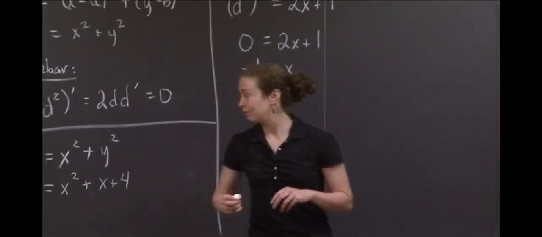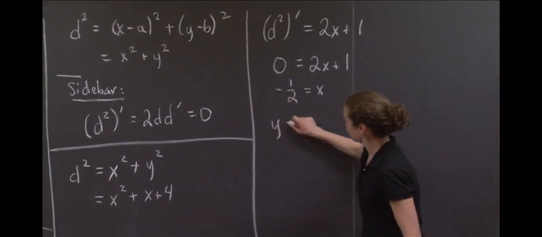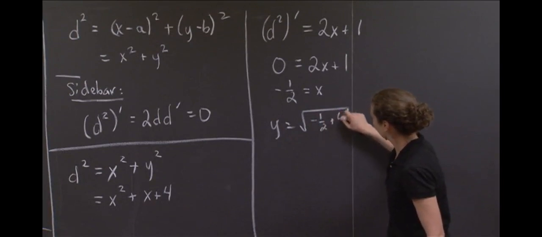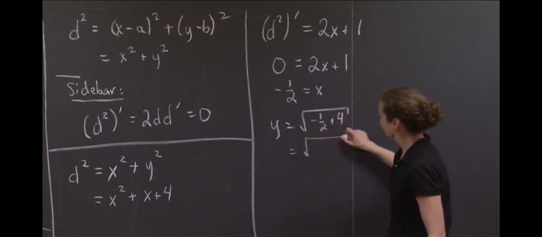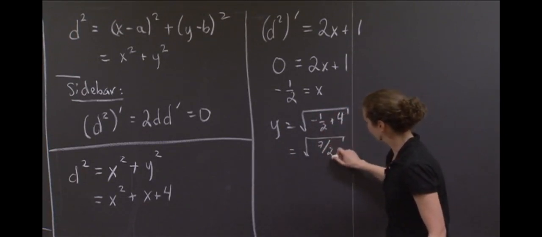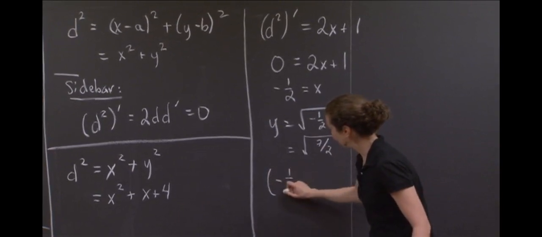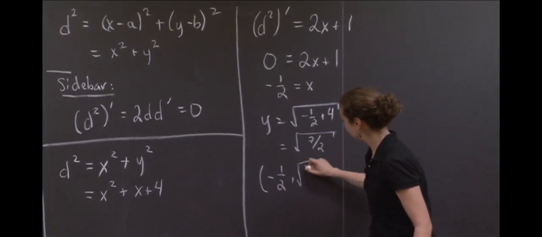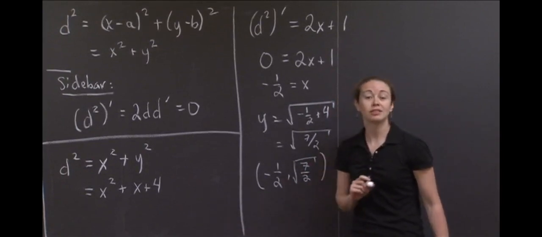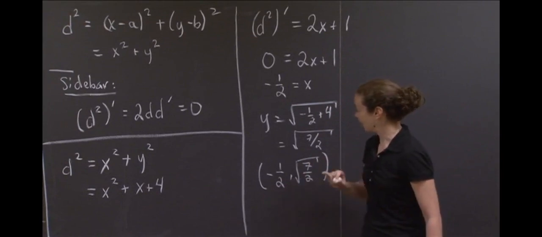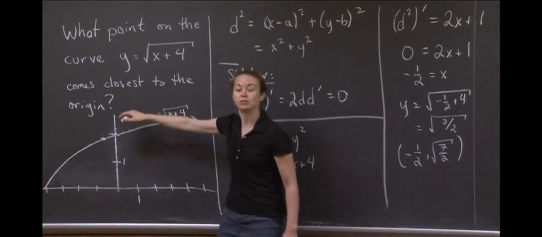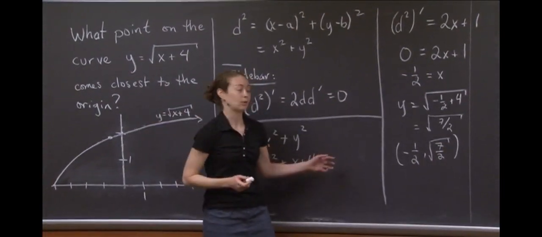Now we have x, so how do we find y? Well, we know what y is. y is equal to the square root of x plus 4, so it's equal to the square root of negative 1/2 plus 4, which is 3.5, which is 7/2. So the point is (-1/2, square root of 7/2). Then you just want to double check and make sure, did I ask for the distance or did I ask for the point? Right now we have the point, so let's come over and make sure: what point on the curve comes closest to the origin? So now we know that we've answered the correct question.